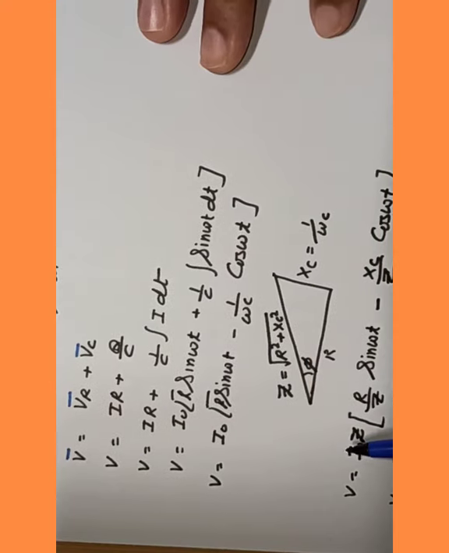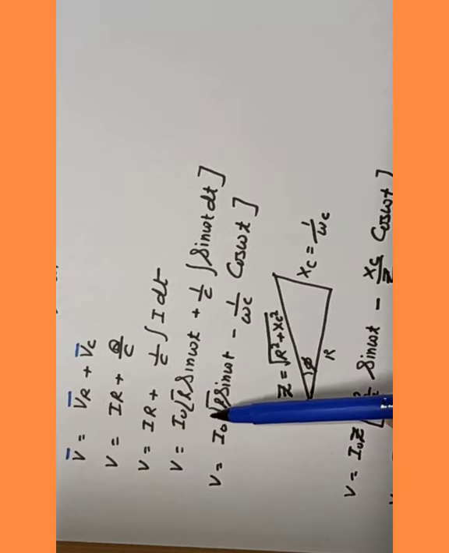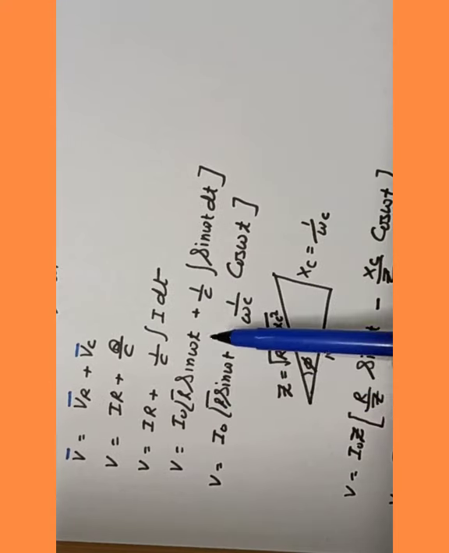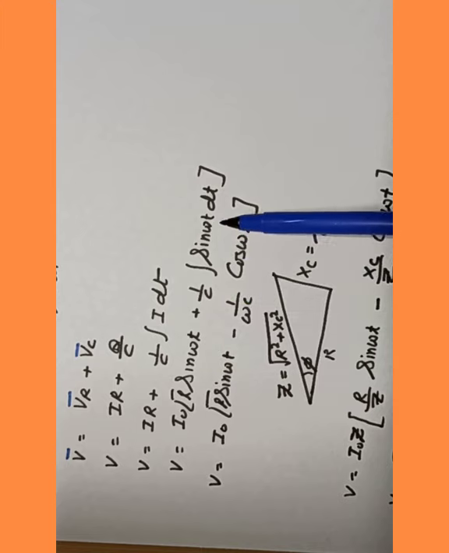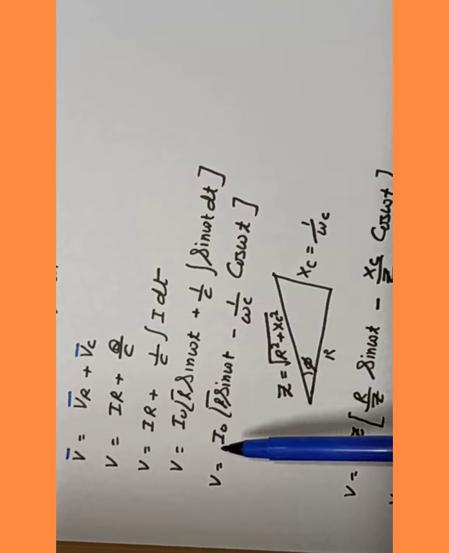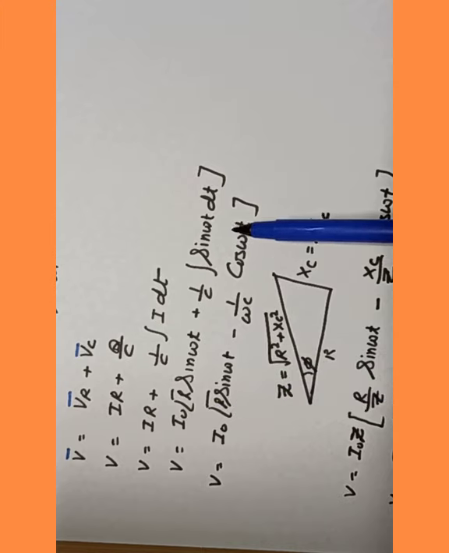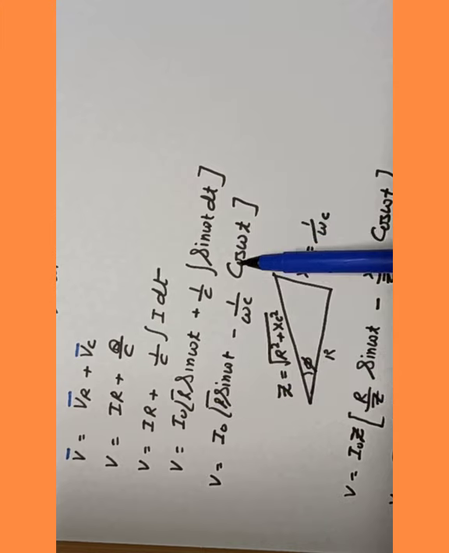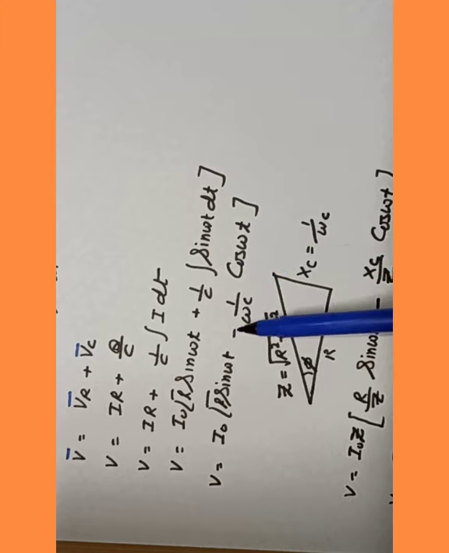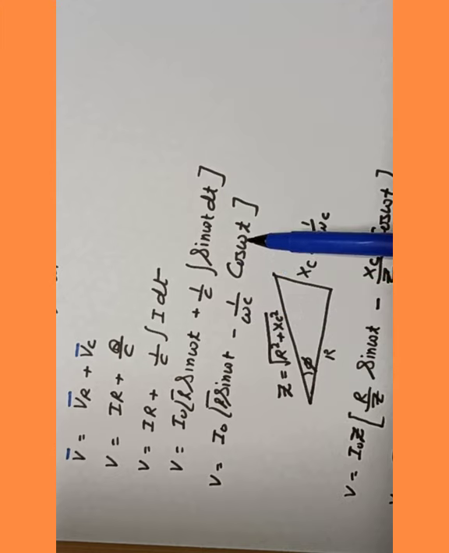Take I naught common. We get V equal to I naught bracket R sine omega t plus 1 upon C integral sine omega t dt. I naught R sine omega t, sine integration has value minus cos omega t upon omega, therefore minus 1 upon omega C cos omega t. Let us make a triangle.